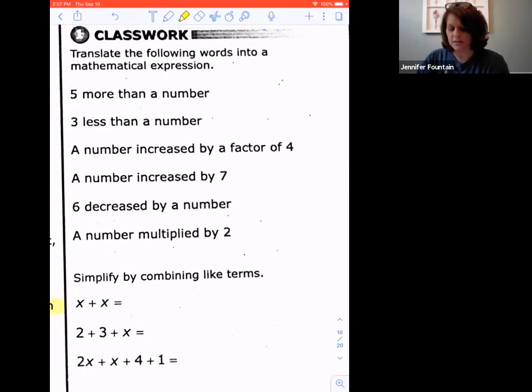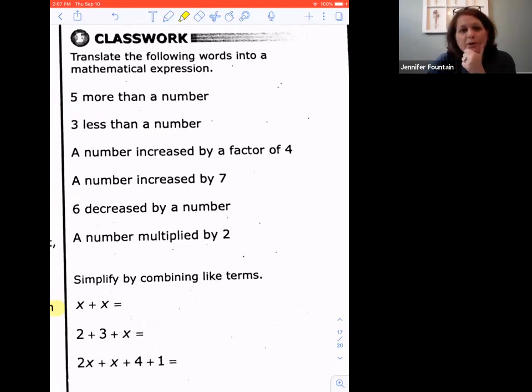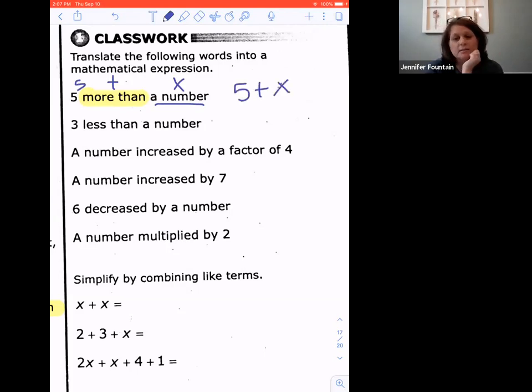All right, so we're going to translate the following words into a mathematical expression. 5 more than a number. So I see "more than" right here. What operation does that indicate? Addition, good. So I know that I'm going to be adding 5 plus, and then remember, we're going to use a variable to represent a number. You can either use the letter N for number, or you can use the letter X. Like they said, the most common one is X. So basically, I have 5 plus X.